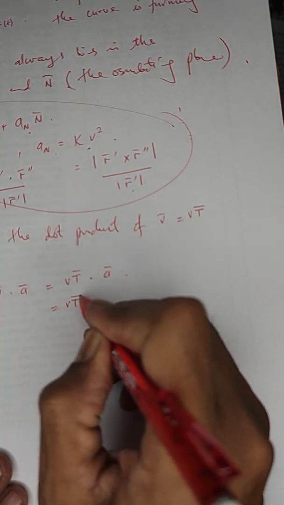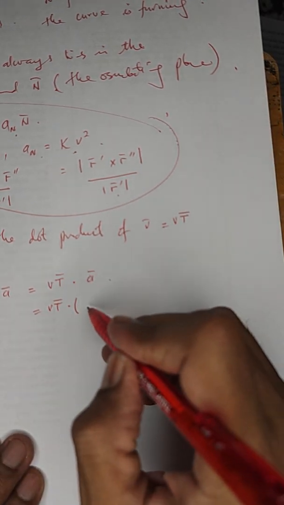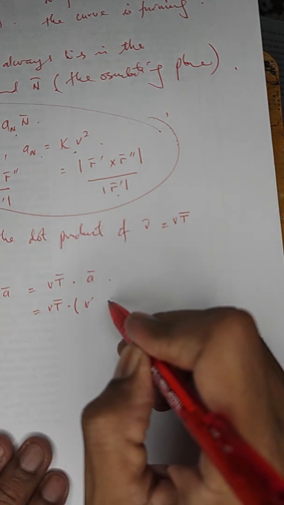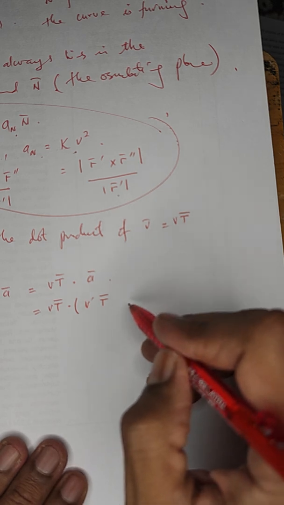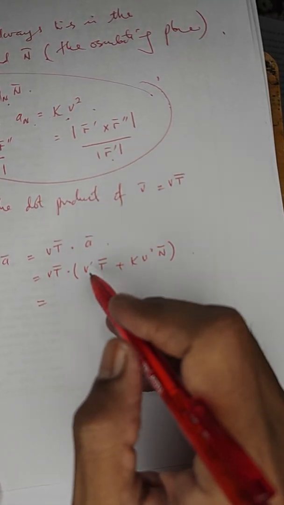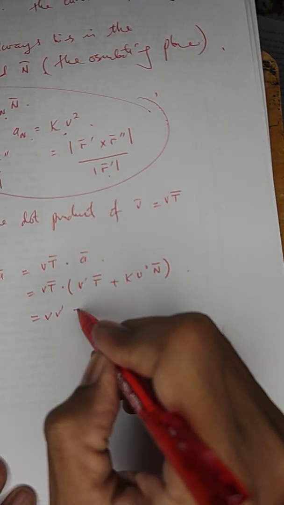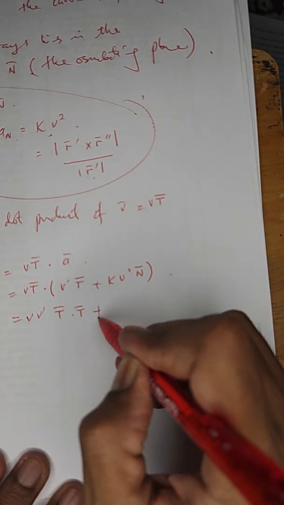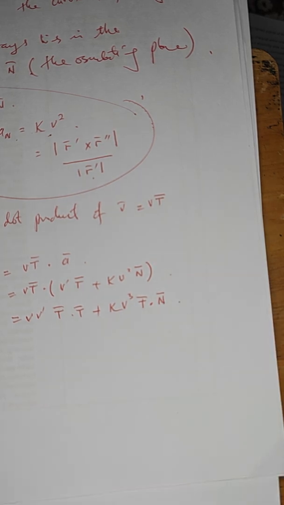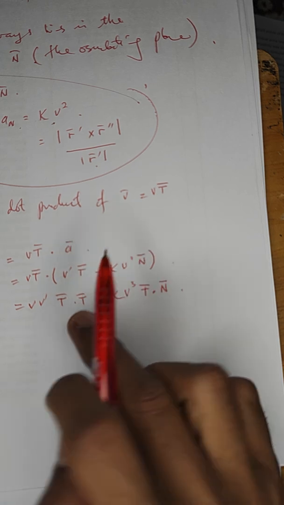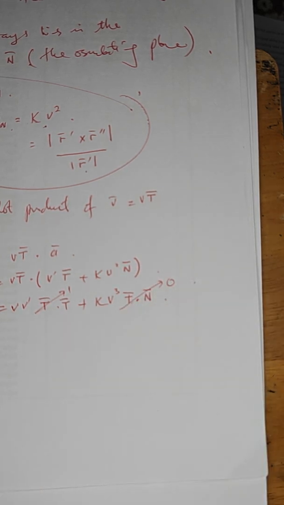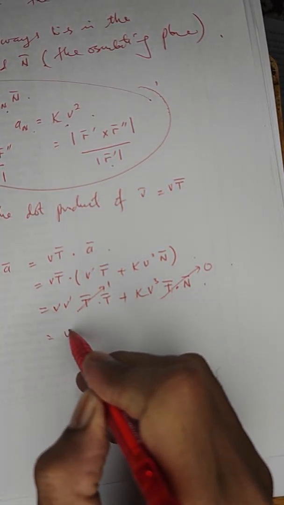So we have VT dot, okay, so we have V prime T plus kappa V squared N. So you have here V prime T dot T plus kappa V cubed T dot N. And we know that this is a unit vector, T dot T, so this is 1. T dot N gives you 0 because they are perpendicular. So what is left is that this is equal to V prime.